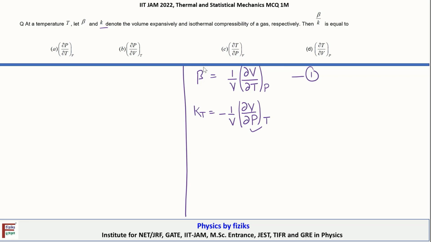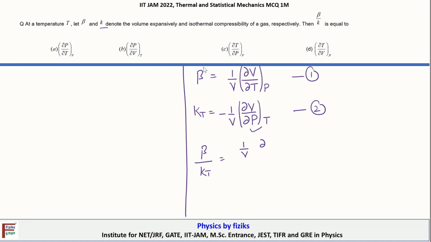Okay, so therefore this differential will be negative, and negative multiplied by negative will give you ultimately a positive quantity. So that's why a negative sign is introduced here. Now let's try to understand what will be the value of the ratio beta divided by kappa T. So just substitute these definitions here.